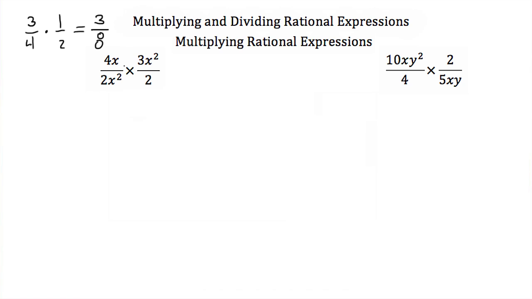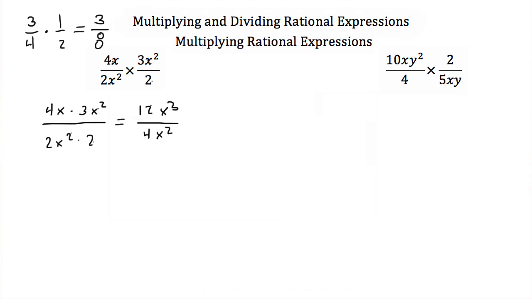Well, the same thing happens when we have variables or these rational expressions. We multiply our numerators and we multiply our denominators. So if I have 4x over 2x squared and I wanted to multiply that by 3x squared over 2, I simply multiply across. I multiply 4x by 3x squared, and then I multiply 2x squared by 2. Now, 4 times 3 is 12, and x times x squared is x cubed. 2 times x squared times 2, well, 2 times 2 is 4, and x squared is just x squared. So my new rational expression then is 12x cubed over 4x squared.